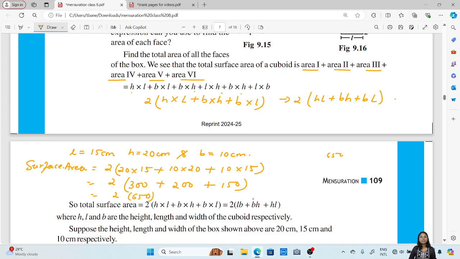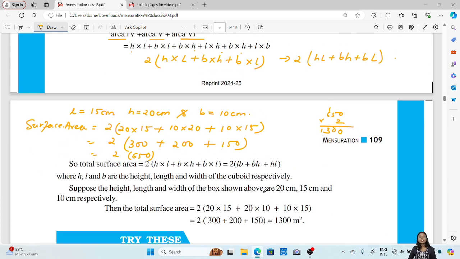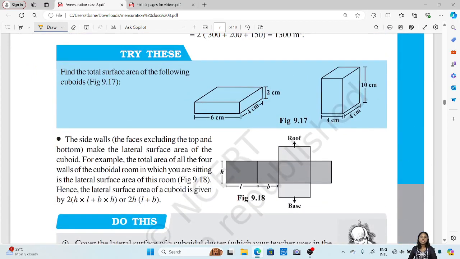So this will be 1300. So the total surface area here is 1300 centimeter square. Now let's go ahead.